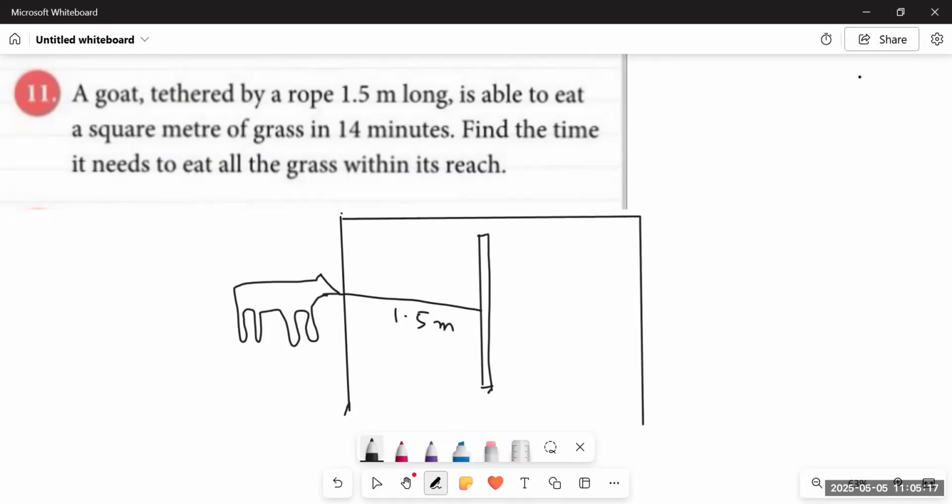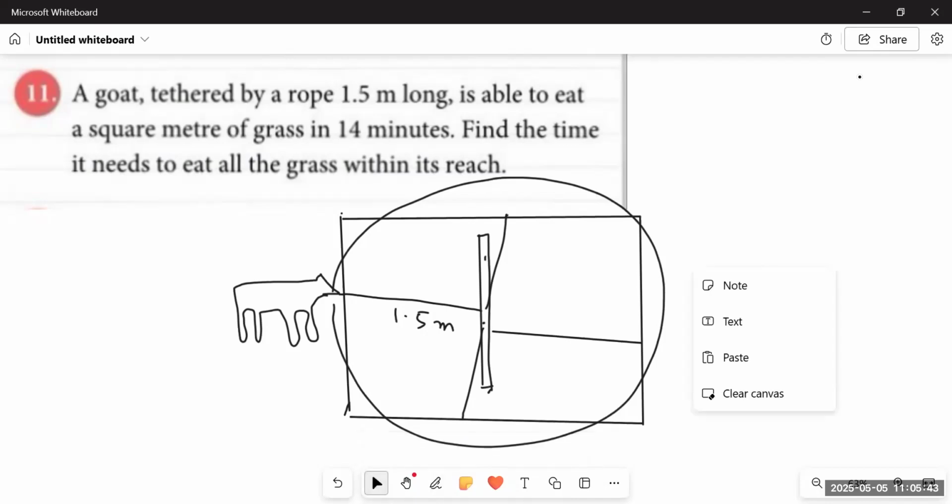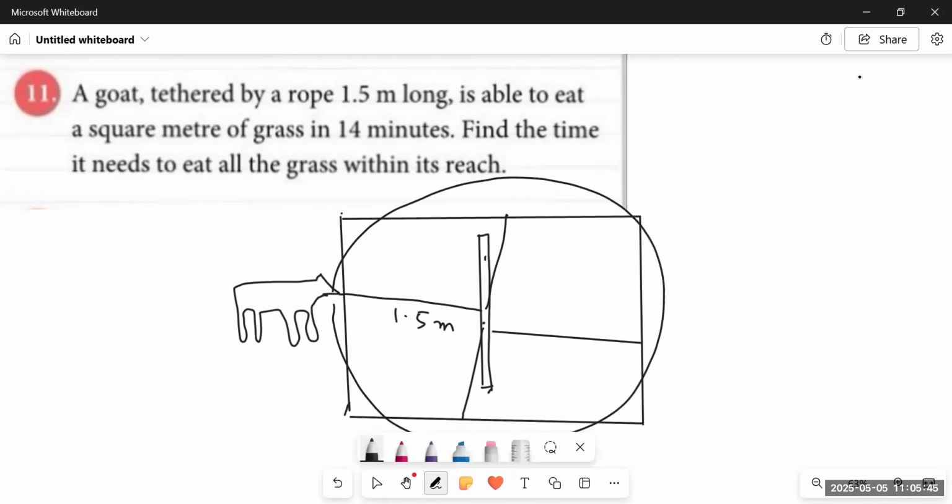How? From here it would be 1.5, from here it would be 1.5, from here it would be 1.5, from here it would be 1.5. That is, in all the directions it would be 1.5, the same, right? So when she roams around this, it will be in a circle of 1.5 meters, right? So we can say that the dimensions of this square would be 3 meters by 3 meters, right?